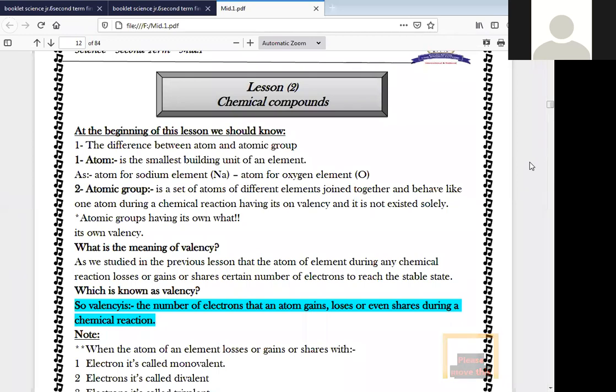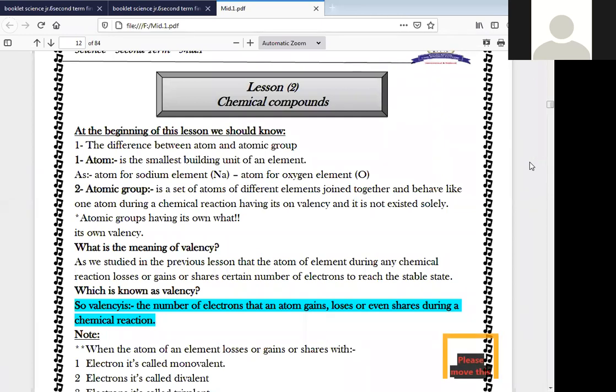Okay, so again, atomic group is a set of atoms. It's not only one atom, a group of atoms of the same element or of different elements, maybe sodium with oxygen, oxygen with hydrogen, carbon with oxygen, different elements, okay? Joined together. When we join them together, they behave like one atom. They act as one atom, not as different atoms. So atomic group is a group or a set of atoms of different elements joined together and they behave like one atom during a chemical reaction, having its own valency.